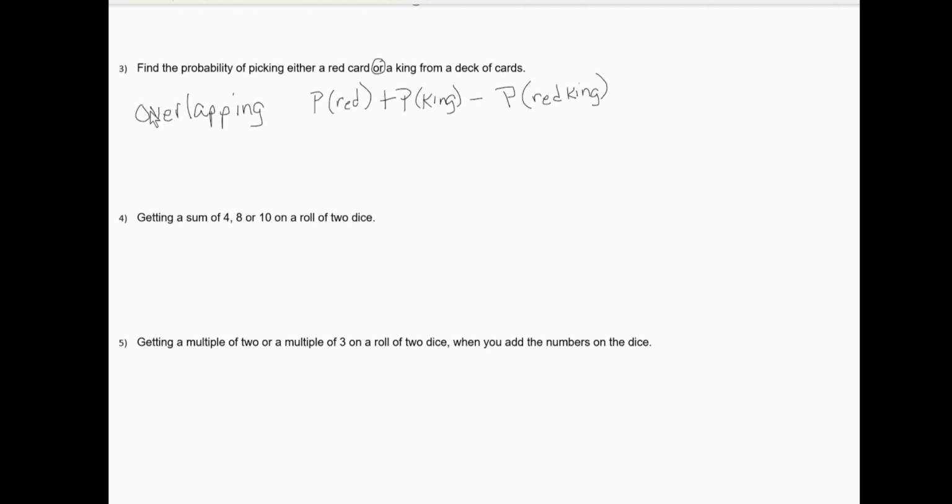Probability of getting a red card is 26 out of 52. Probability of getting a king is 4 out of 52. And the probability of getting a red king is 2 out of 52. And you stick all that in the calculator and you get 7/13.